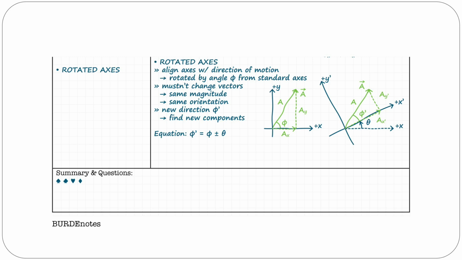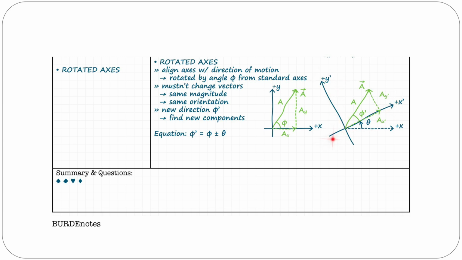So we may want to measure this vector not against the standard axes, but for example, we might want to use inclined axes if we have an object that is moving up a ramp or up a hill, up some sort of incline. And that would be perfectly fine for us to do. The thing is, we must not change the vector itself. The vector is a measurement, and we have to define the direction of our vector. We have to maintain the magnitude of the vector and maintain its orientation, maintain the direction that the vector is pointing. However, we can give it a new direction, phi prime, that is measured relative to our primed axes.